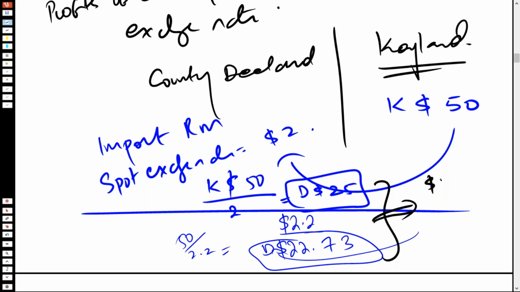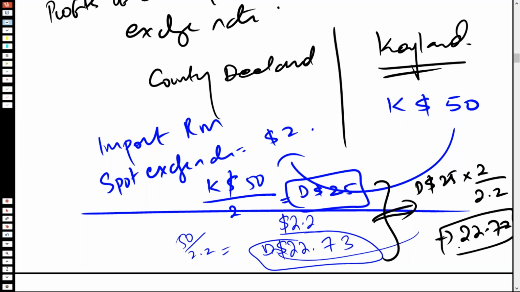Now, what I did was I converted like this. I said, okay, I had $25 and this was when the rate was 2, so divide by 2.2. You see, 25 times 2 divided by 2.2, so you actually end up getting 22.72. Kindly let me know now, do you get the formula? All of you who were having a problem, do you get the formula now?